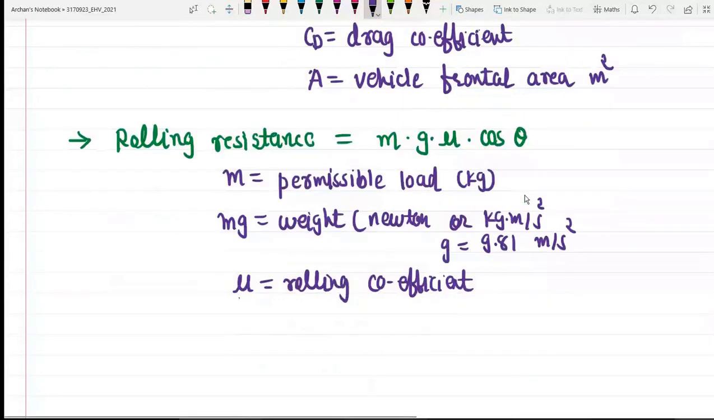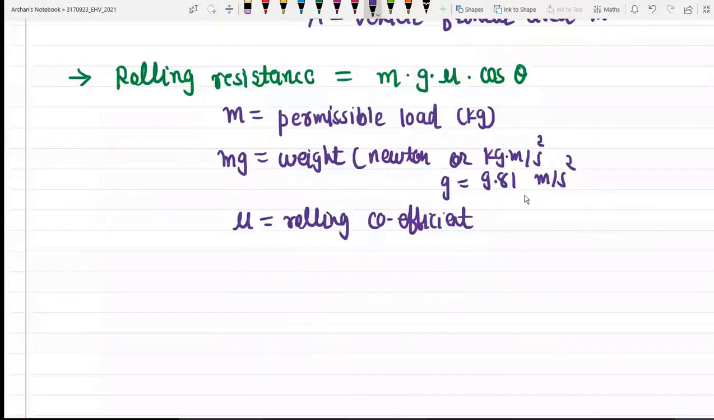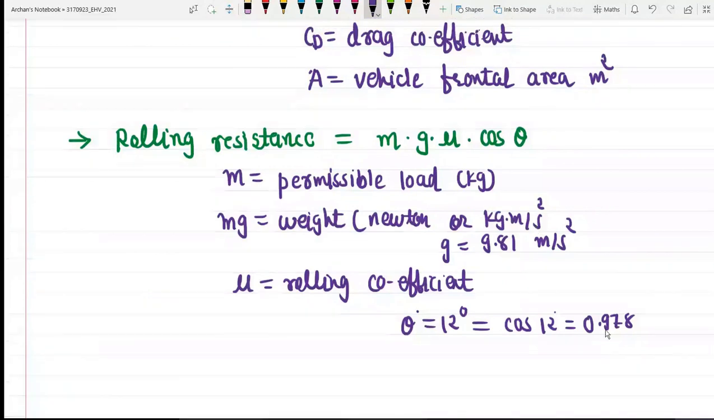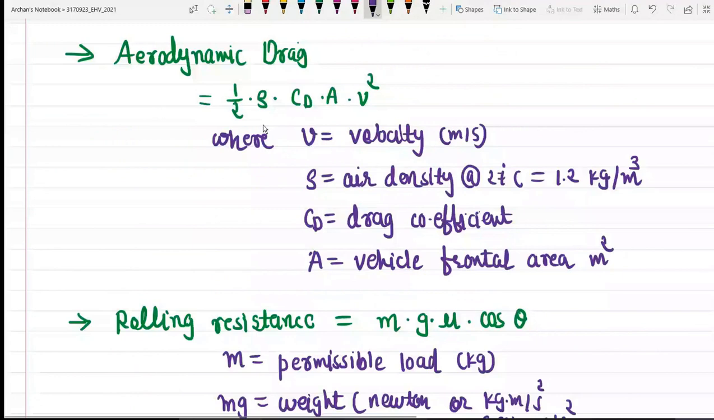So it is around 0, you can see. If we consider a flat road, then cos 0 will be equal to 1. In that case, my rolling resistance would be equal to mg mu only. And if we consider theta equal to 12, which is generally the maximum value of grade, in that case cos 12 will be equal to some 0.978, which is also around 1. Approximately this is equal to 1 only. So in that case also this equation will reduce to mg mu.